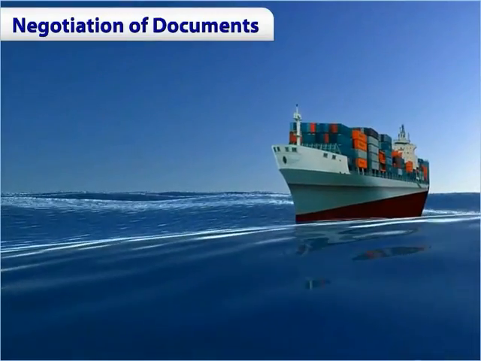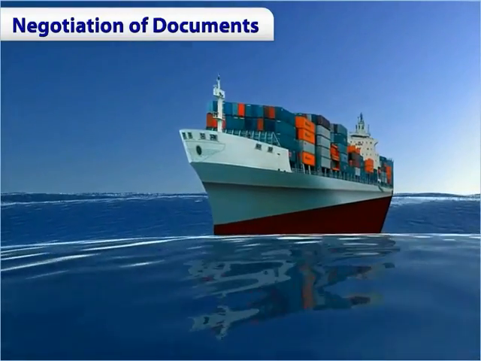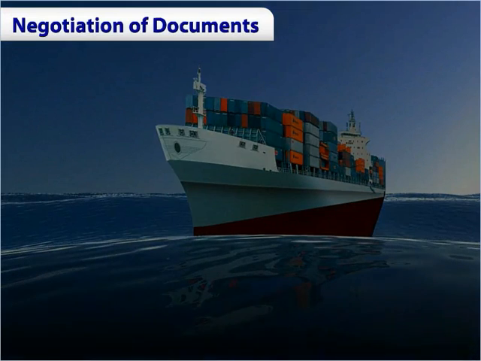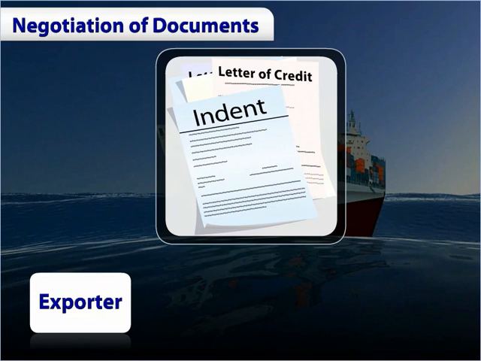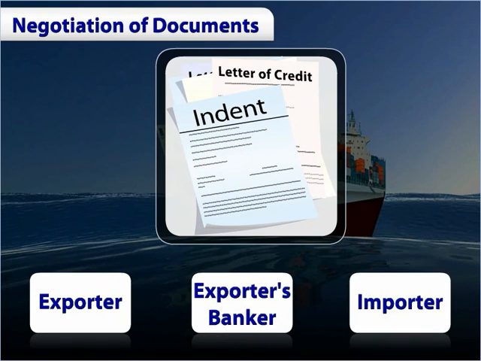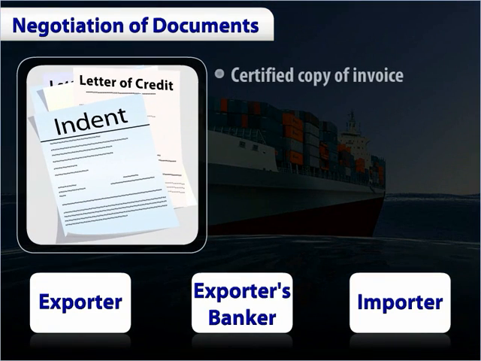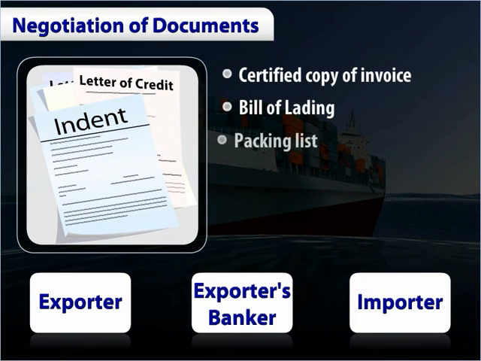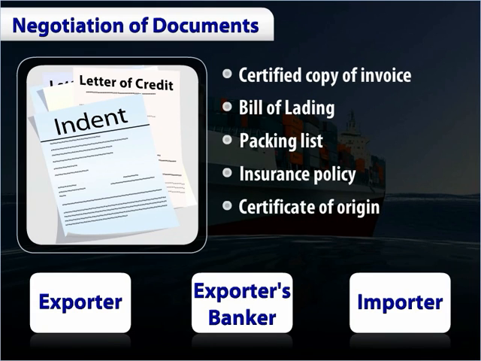Negotiation of documents. After informing the importer about the shipment of goods, the exporter sends the required documents through the banker to the importer. These documents are certified copy of invoice, bill of lading, packing list, insurance policy, certificate of origin, and letter of credit.